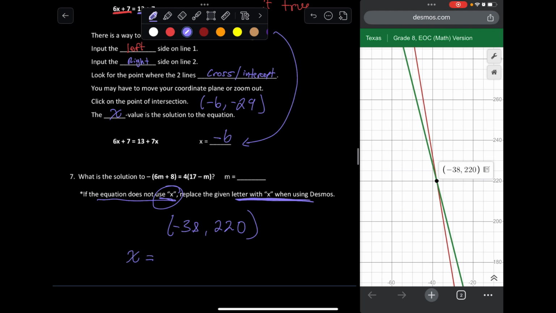Which of these numbers is my answer? -38. Because that's my x value. We're looking for the x's. Always looking for the x value.